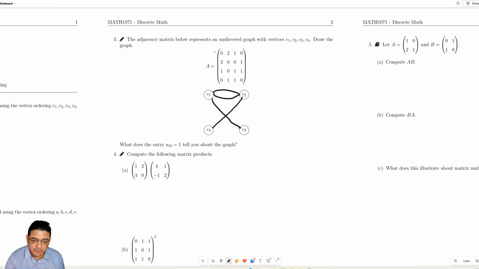Now B3. B3 is connected to B1, we have it here. It's not connected to B2. It is connected to itself, so we're going to have one loop. And it's connected to B4. So we have this situation here. Now B4 is not connected to B1. It's connected to B2, which we already have. It is connected to B3, and it's not connected to itself. So this is going to be the graph that represents this matrix.